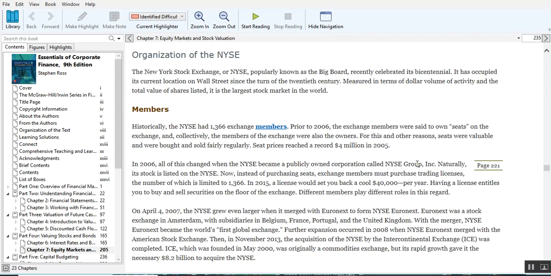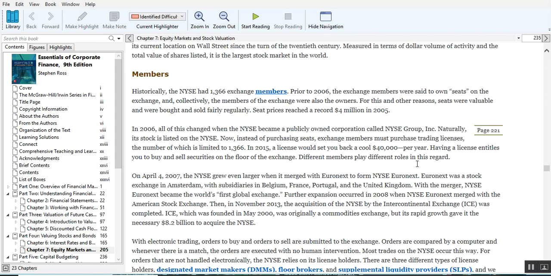The New York Stock Exchange is the most recognizable stock exchange in the U.S. They used to own seats on it before 2006, and in that time frame, the seats were very valuable, and the price reached a record of $4 billion in 2005. Why so much money? Because it's a very lucrative place to be. It's a very valuable place to be, and there's a lot of opportunity here because there's a lot of trading that goes on in the New York Stock Exchange.